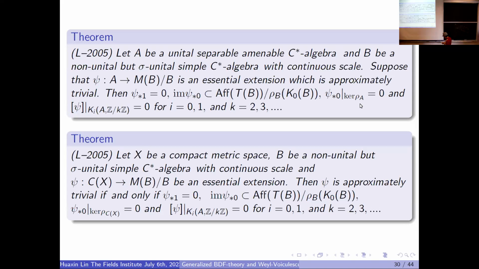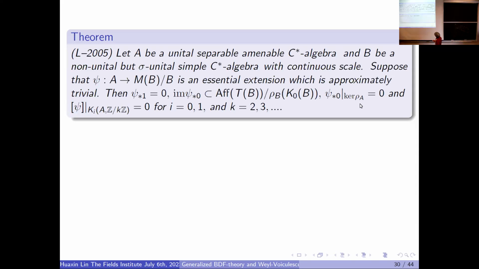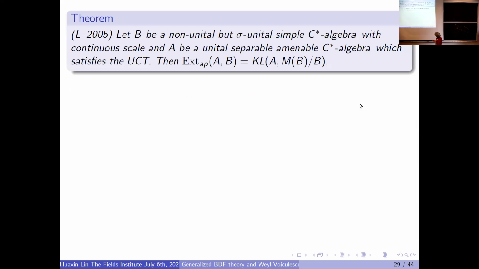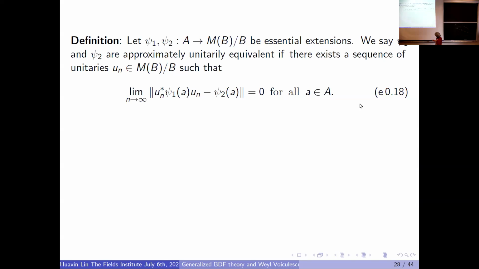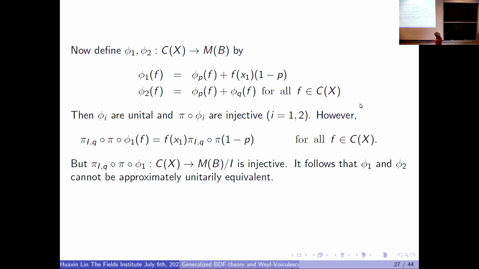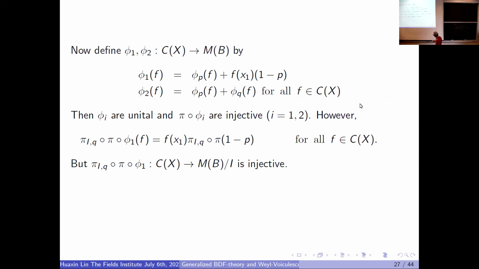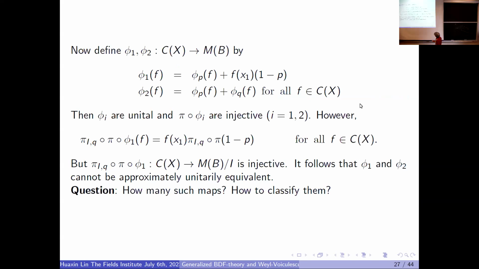So we talk about this question. Here's a question: how many of such maps are there, and how do we classify them? We give an example where things on this level are the same, but on the quotient are different, so you must use something else. I will say, yes, we can, by looking at different KK elements.